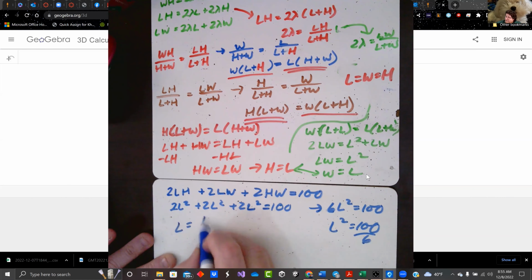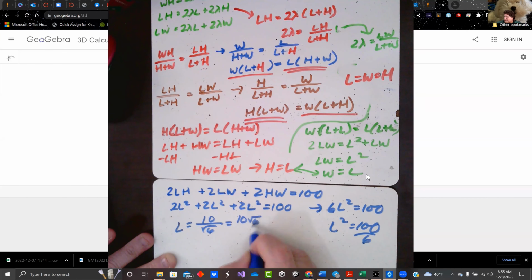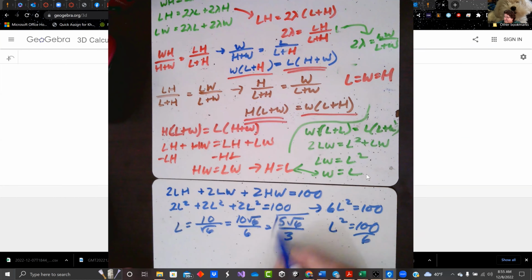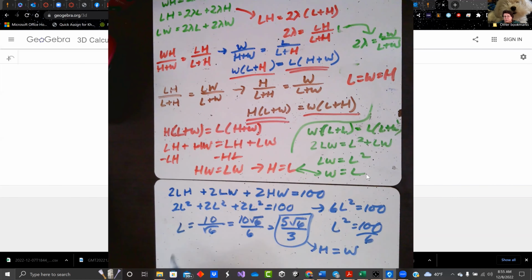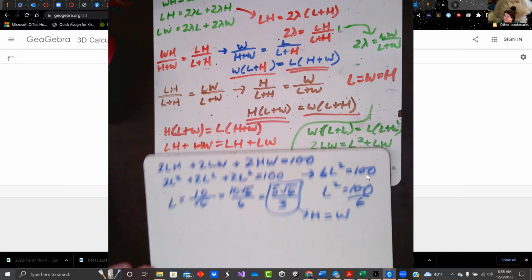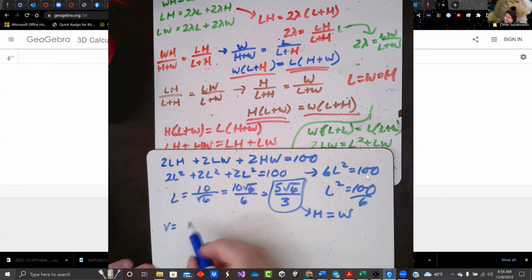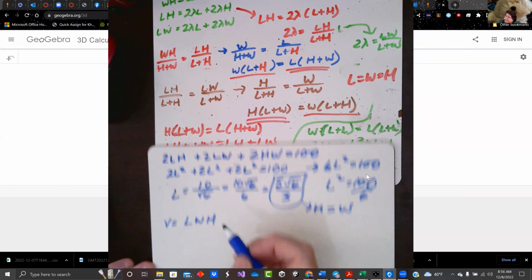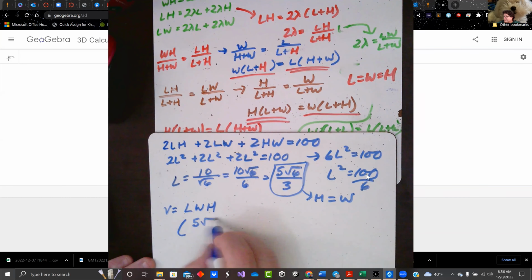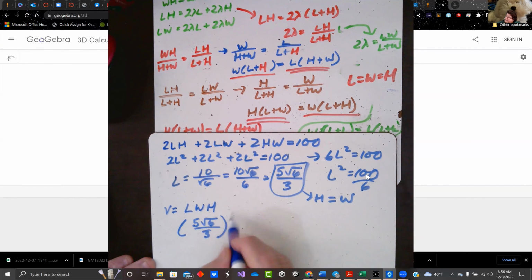So L is 10 over square root of 6, or 10 root 6 over 6, which is 5 root 6 over 3. And that means that's the value of H and W as well. And the volume is maximized when we multiply those all together. L times W times H, 5√6/3 cubed. Inches cubed, because it was in inches.